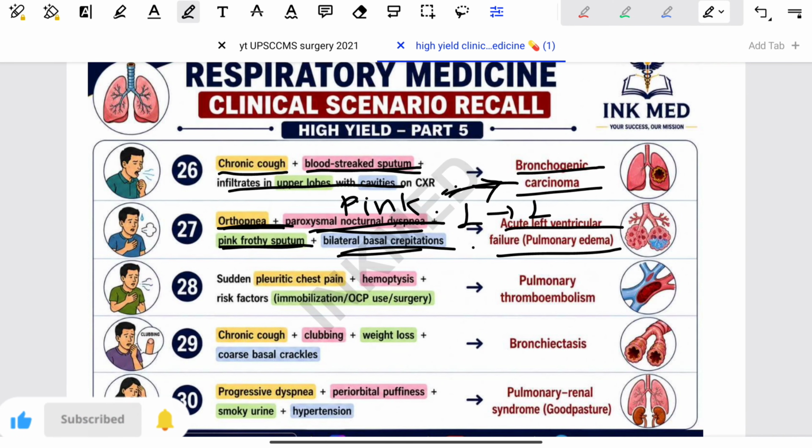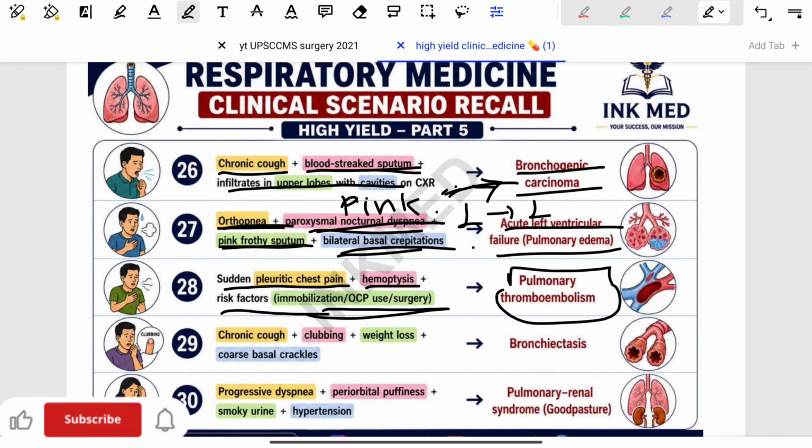Next, the patient suddenly develops pleuritic chest pain and hemoptysis, and has risk factors like immobilization, oral contraceptive pills, or recent surgery. Diagnosis: pulmonary thromboembolism. The trigger words are immobilization, surgery, OCPs, hemoptysis, sudden chest pain.